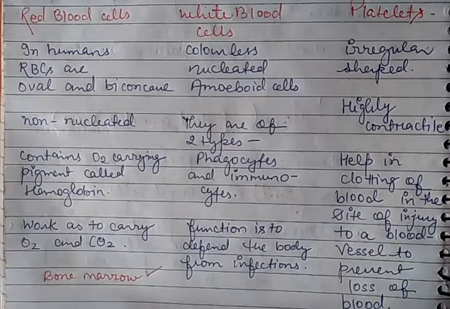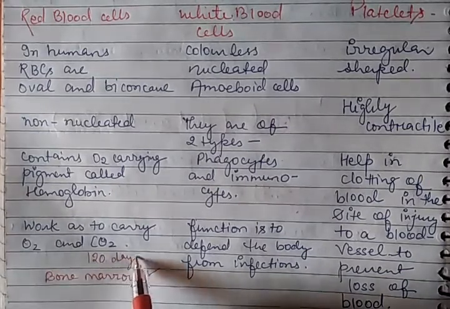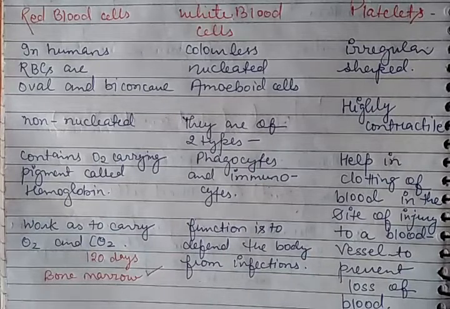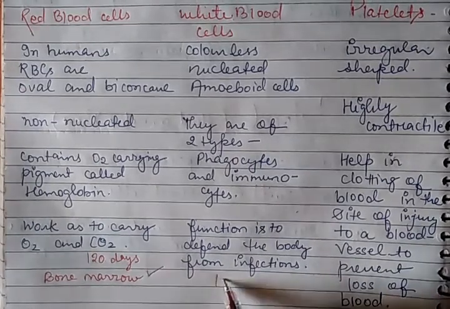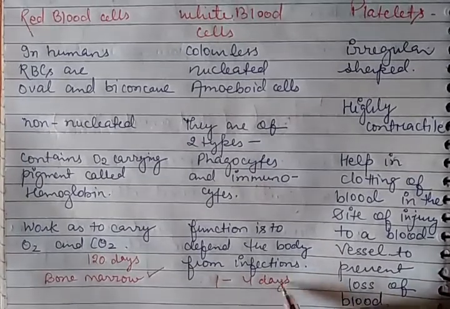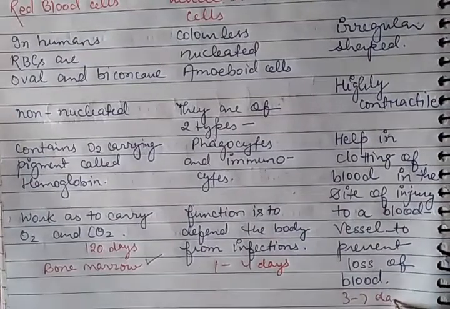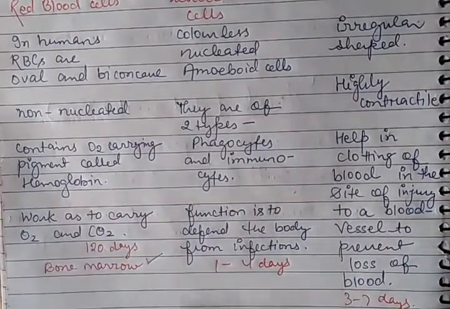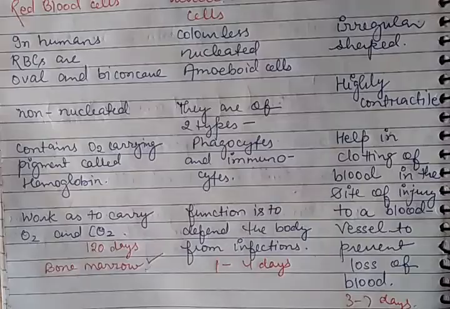Like red blood cells live about 120 days, and white blood cells live for 1 to 4 days, and platelets live for 3 to 7 days. So they have their definite lifespan. After that they get destroyed, and new cells are regularly formed in the bone marrow of the bones.